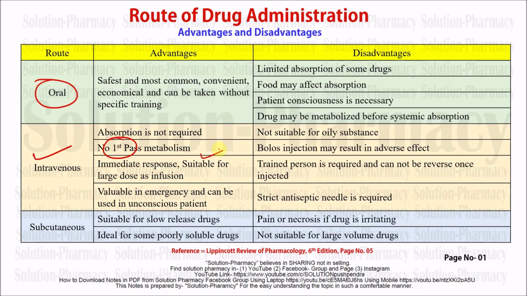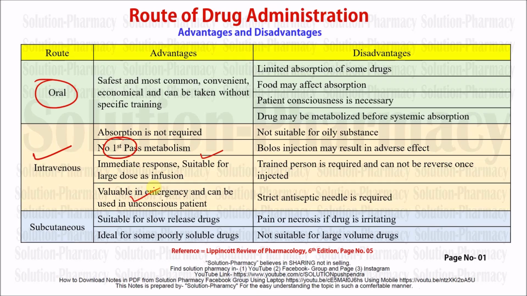Next advantage says valuable in emergency and can be used in unconscious patients. If the case is very serious, if the case requires emergency treatment, we can give immediate effect by introducing the drug via the intravenous route. And it is also useful for the patient who is unconscious or who is not cooperating. If a patient is unconscious, he cannot swallow the drug via the oral route, but we can give the drug via intravenous. We just have to inject the drug into the vein of that particular person. So these were some advantages.